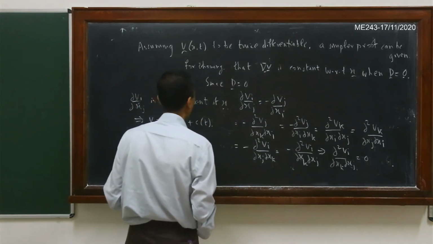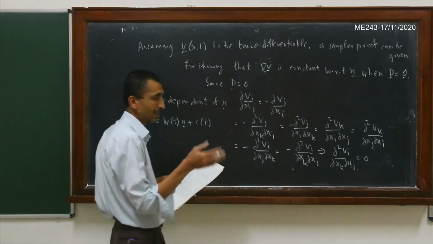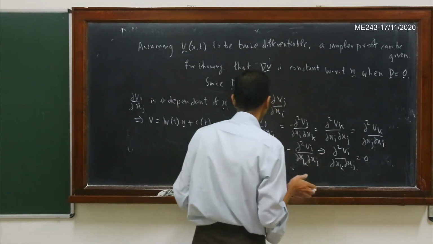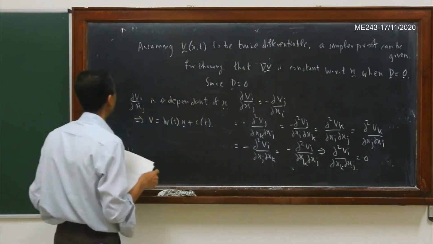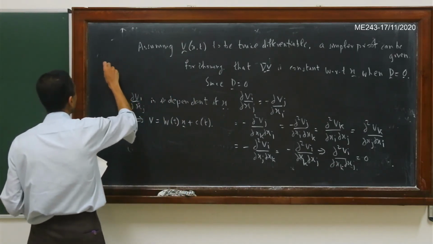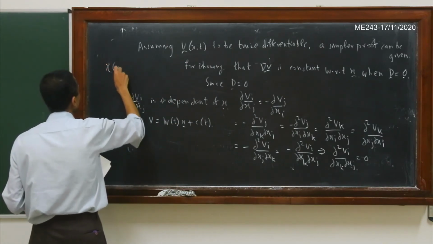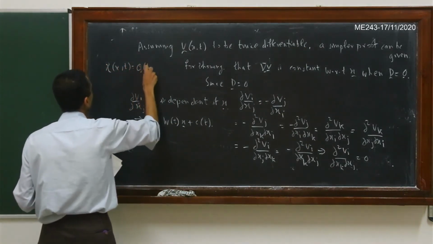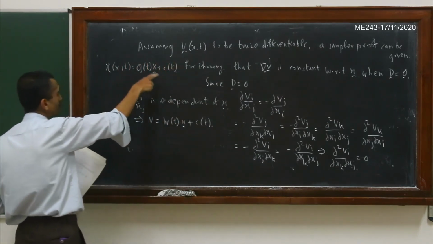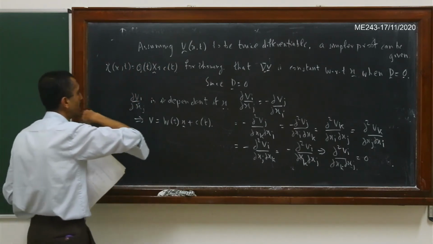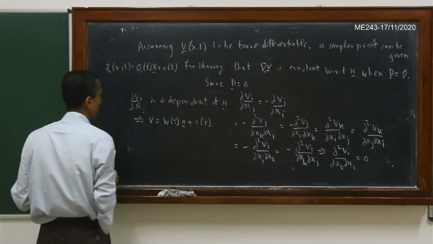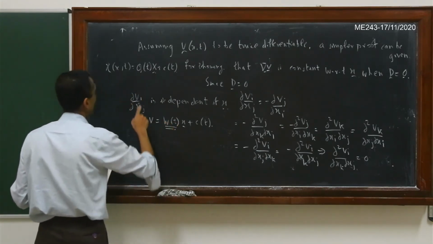Fine. Now, how do we connect the first characterization of rigid motion and the second characterization of rigid motion? In the first characterization, we have seen that chi(X, t) is equal to Q(t) times X plus c(t). If you now differentiate that with respect to time and write it in terms of small x, you will see that this W(t) is nothing but Q dot Q transpose.